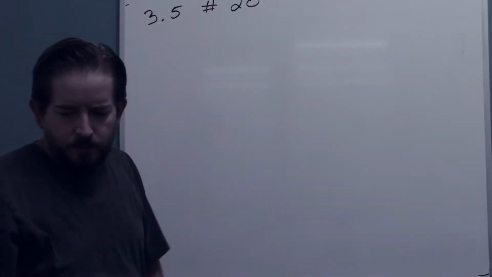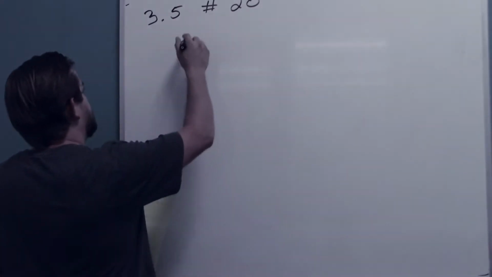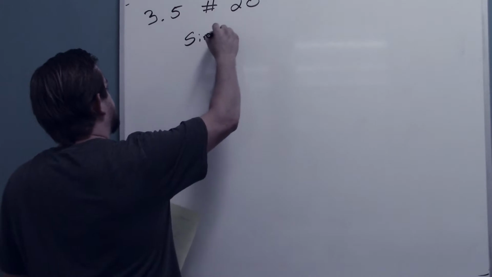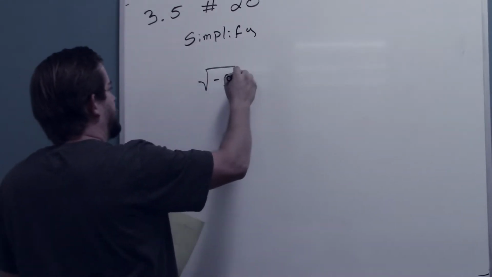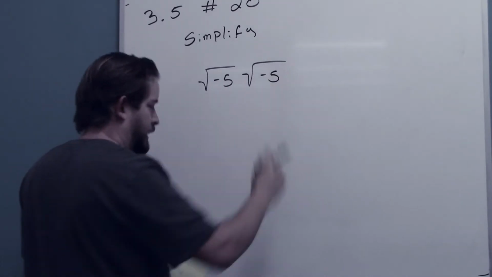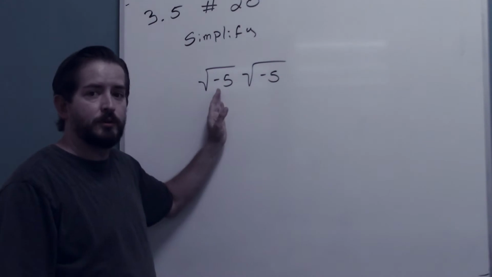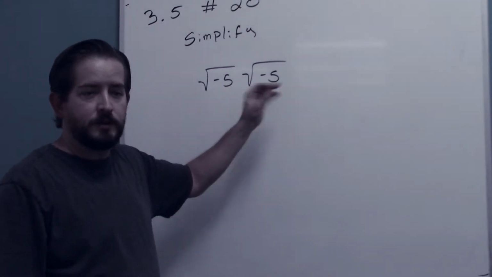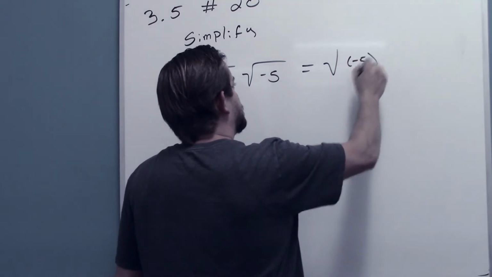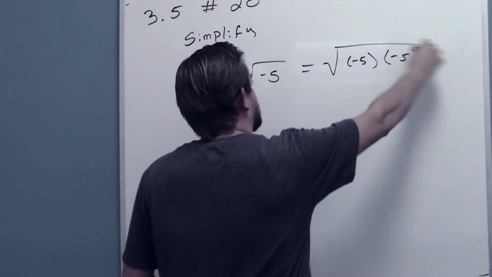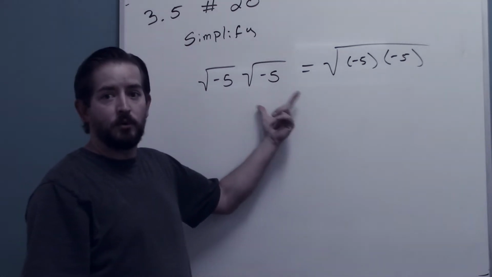So 3.5, number 20 asks you to simplify the square root of -5 times the square root of -5. And it's very tempting to say, oh, I've got the square root of a number, square root of another number. I can call this the square root of those two numbers multiplied inside a single one. It's tempting to do that, but you cannot do that anymore.